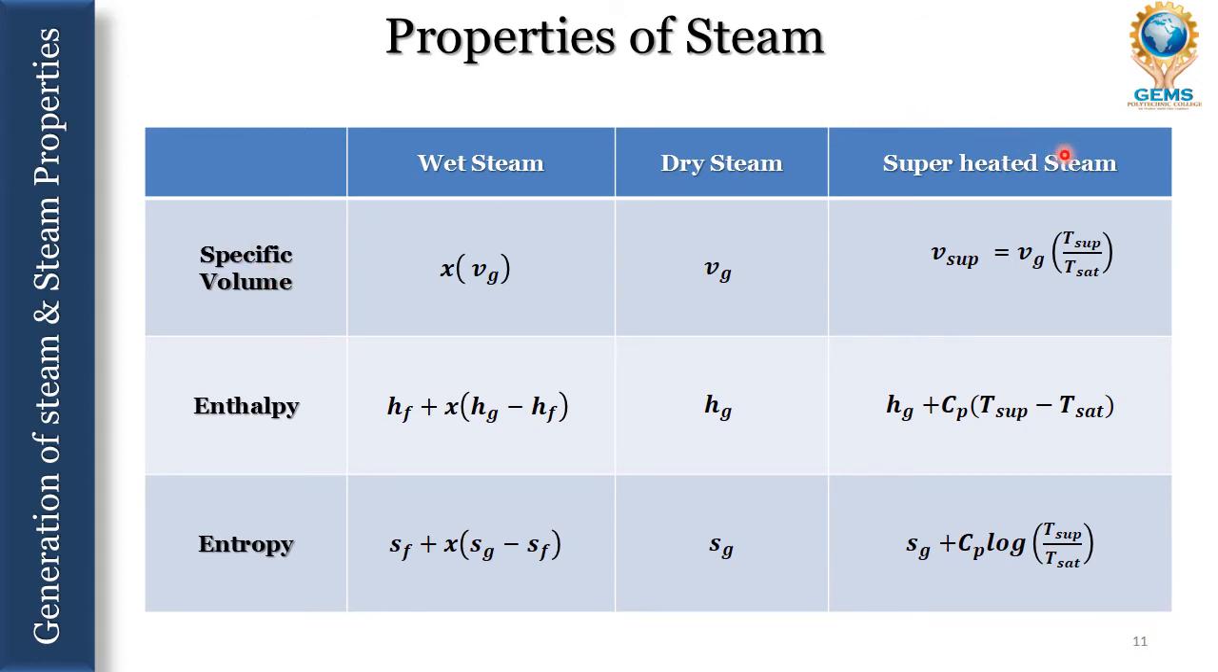For superheated steam, the specific volume is V superheated equal to Vg into T superheated by T saturated, and the enthalpy is Hg plus Cp into (T superheated minus T saturated). The entropy of the superheated steam is Sg plus Cp into log of T superheated by T saturated.